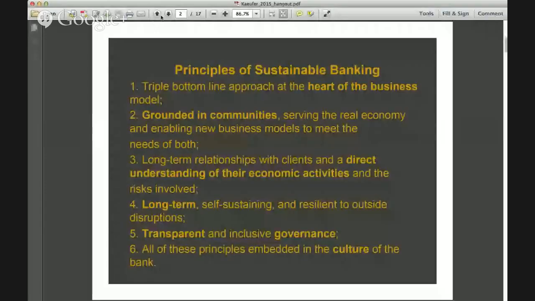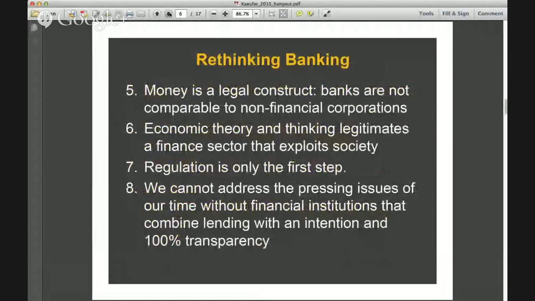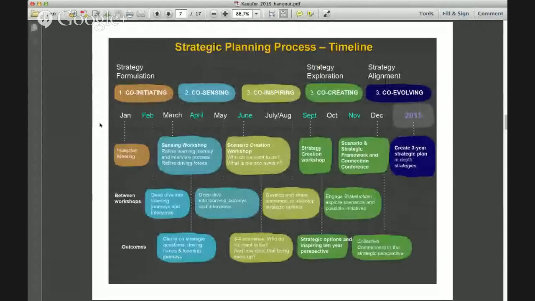And we developed a process, and I will put up a slide for you to see that. It's further down here. So this is a timeline of the strategy process that we engaged in. When you look at the top line, you see co-initiating, co-sensing, co-inspiring, co-creating, co-evolving, which basically follows the U process.